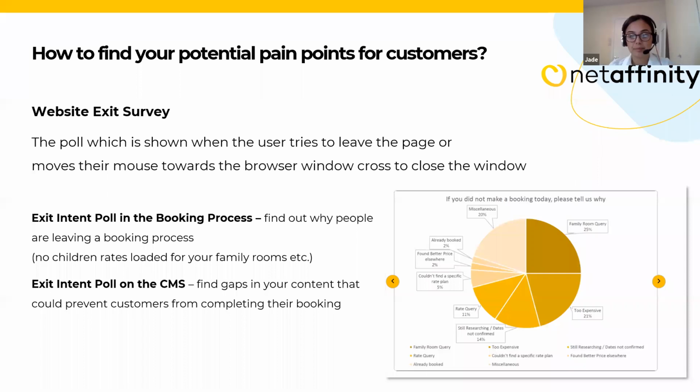The second type of exit survey is on your CMS, and this type of website exit survey can help you find gaps in your content that could prevent customers from completing their booking. Exactly.